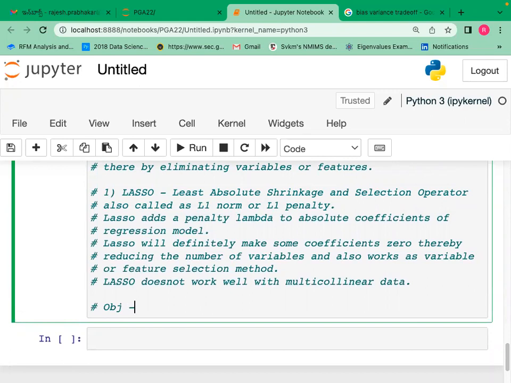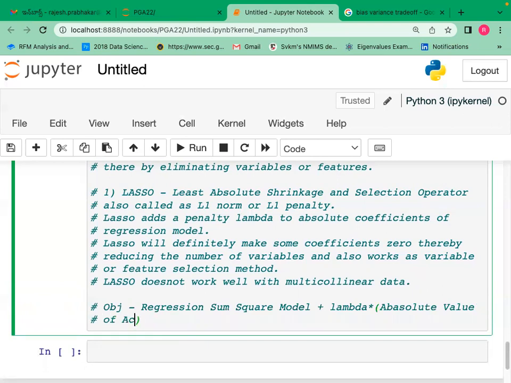So the objective here is the regression sum of squares of the model plus lambda times the absolute value of coefficients. When I say absolute value, you ignore the mathematical sign. Some coefficients will be negative, some positive, in the regression equation. Absolute means it will ignore the mathematical sign. It will not take the negative into consideration. It will just take it as a number value.